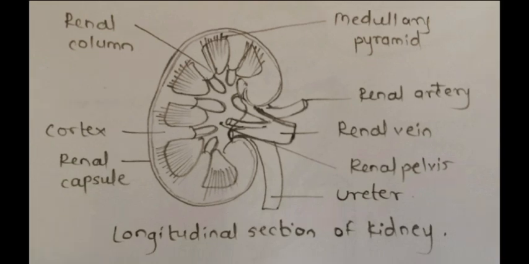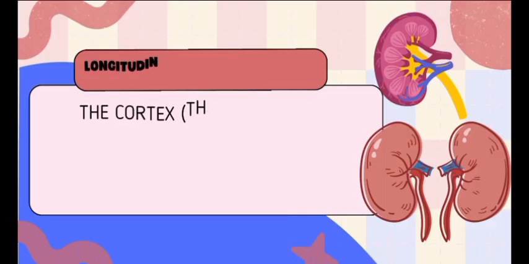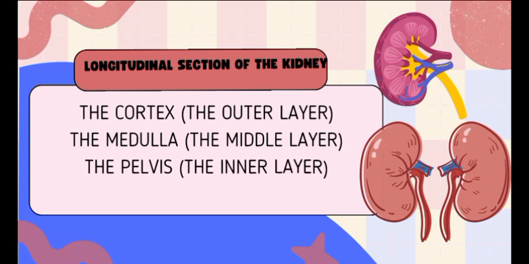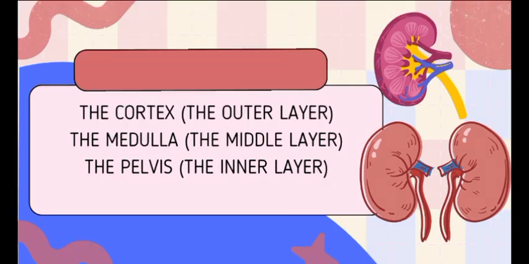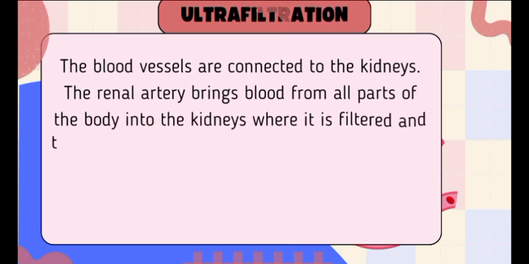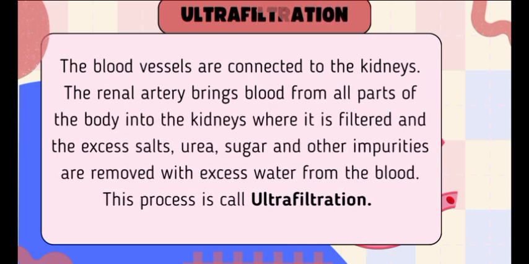You will see that the kidney here is made up of three layers. We have the cortex, the medulla, and the pelvis. The cortex is the outer layer, the medulla is the middle layer, and the pelvis is the inner layer. Right? Now, the blood vessels are connected to the kidneys.